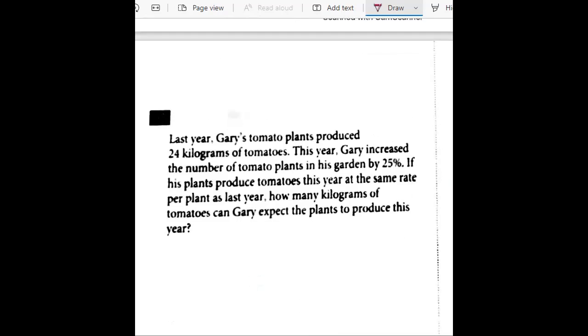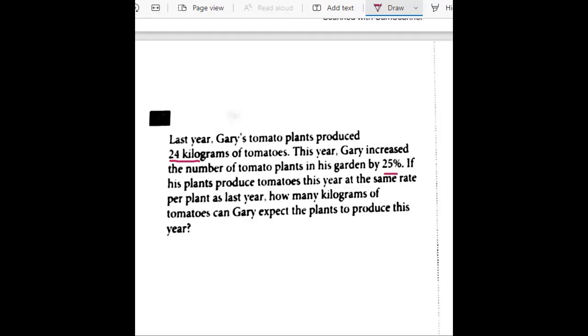So last year, Gary's tomato plants produced 24 kilograms of tomatoes. This year, Gary increased the number of tomato plants in his garden by 25%. Okay. If his plants produce tomatoes this year at the same rate per plant as last year, how many kgs of tomatoes can Gary expect the plants to produce this year?